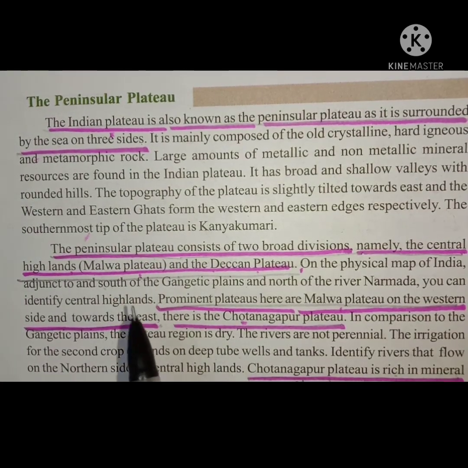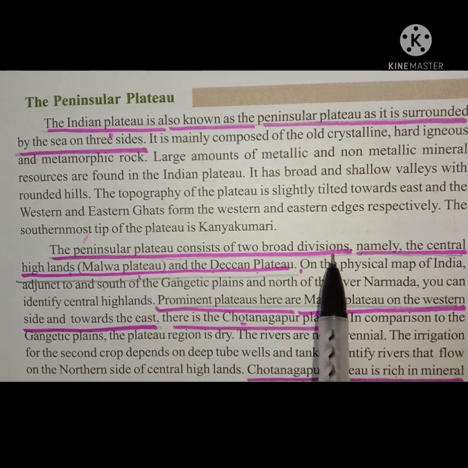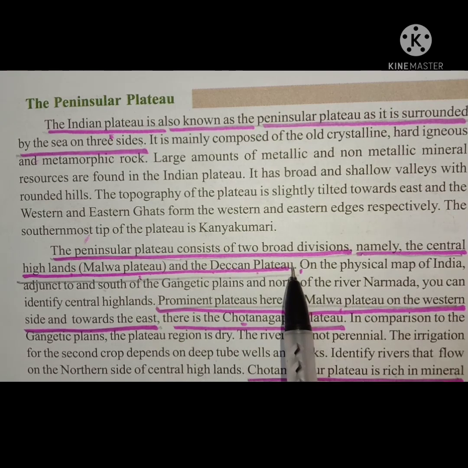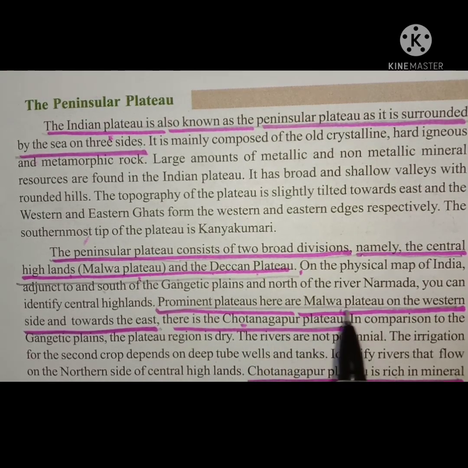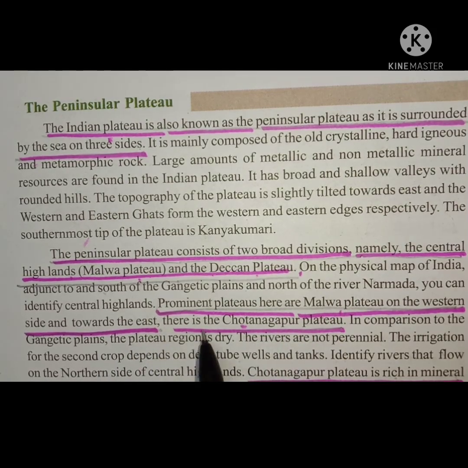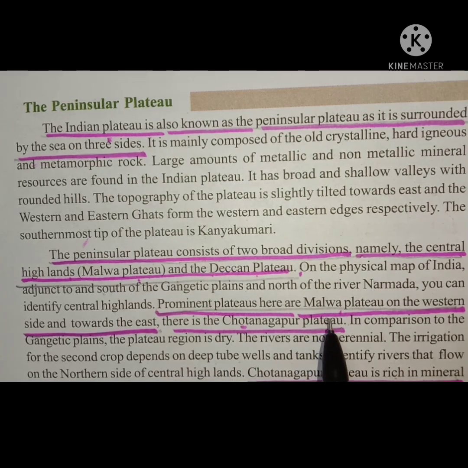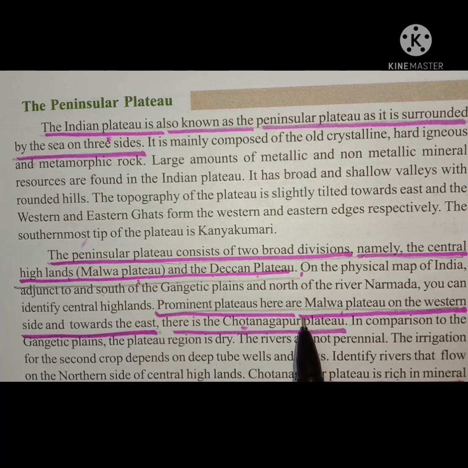The Peninsular Plateau consists of 2 broad divisions, namely the Central Highlands Malwa Plateau and the Deccan Plateau. Prominent plateaus here are the Malwa Plateau on the western side, and towards the east there is the Chota Nagpur Plateau. The Chota Nagpur Plateau is rich in mineral resources.